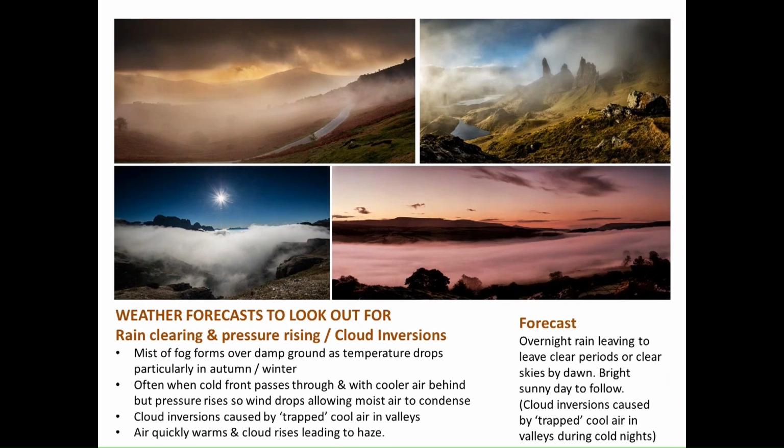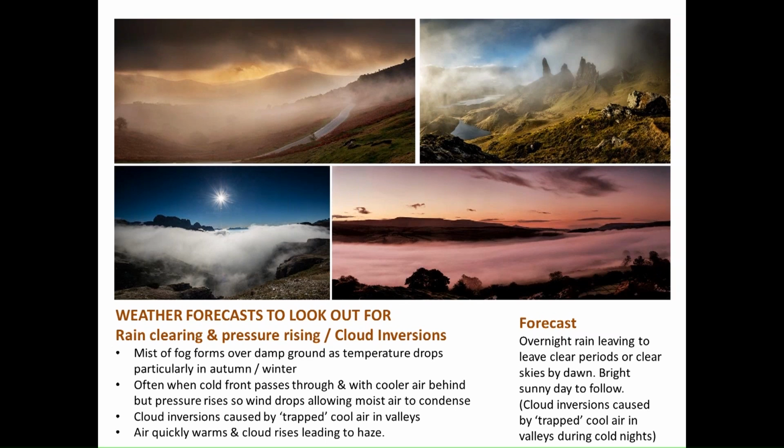This one, rain again overnight, but perhaps we've got a passing front, and you often find this, the rain's clearing during the night and leading to clear skies. The rain has caused damp atmosphere. Damp atmosphere will cause mist or fog to form as the air condenses on moist ground as the temperature drops, and that will lead to either mist forming or can be a cloud inversion as well.